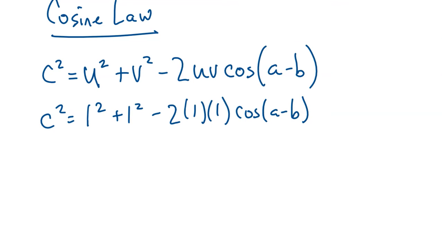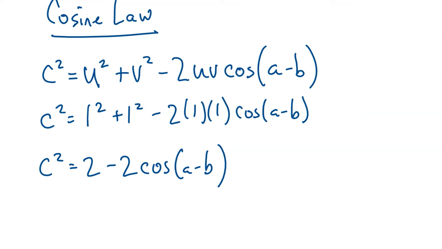Now what do we do? Yep. Well, you get c squared equals 2 minus 2 cosine. Good. So we'll just do a bit of simplifying. 1 squared plus 1 squared is 2. 2 times 1 is 2. Cos A minus B. And we're going to leave that one alone for now.